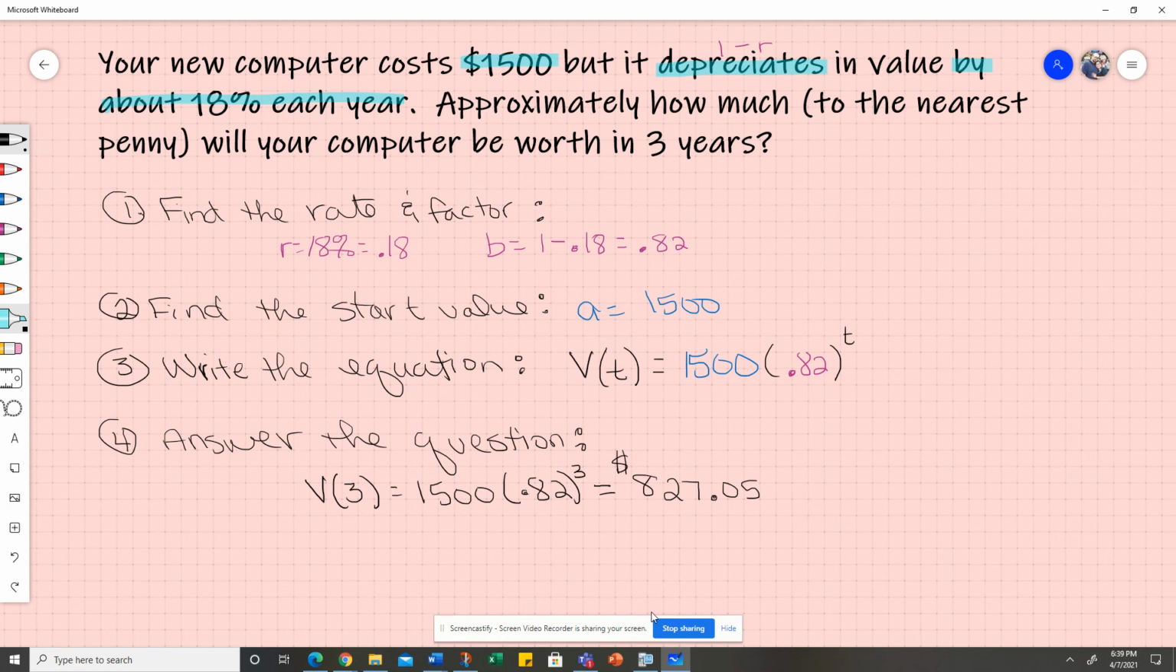All right, that is our exponential growth and decay word problems. You're looking for 2 pieces of information, and that's going to help you solve your equation.